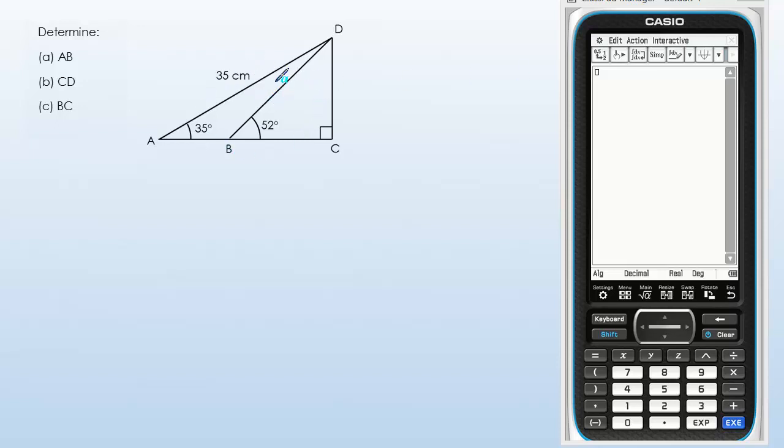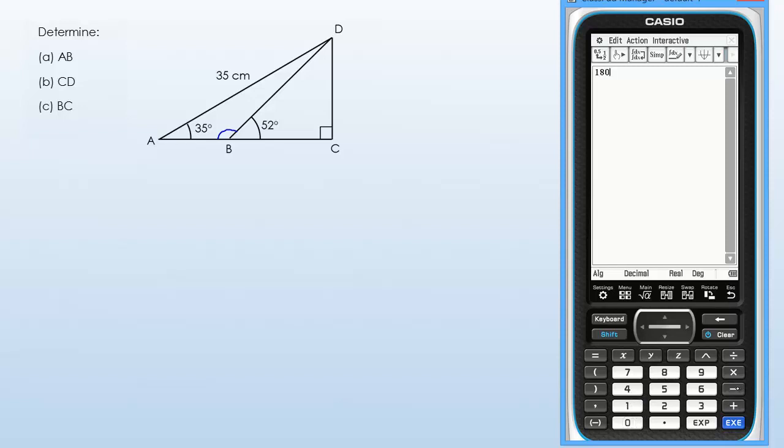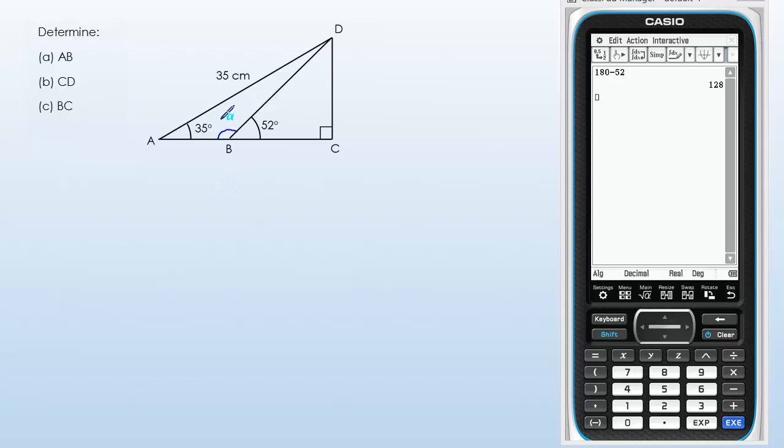So in this triangle here, we want to determine AB, CD, and BC. To get AB, I'm going to use this thin triangle at the front here. Now if this is 52 degrees, this angle here must be 180 take away 52, which gives me 128 degrees.